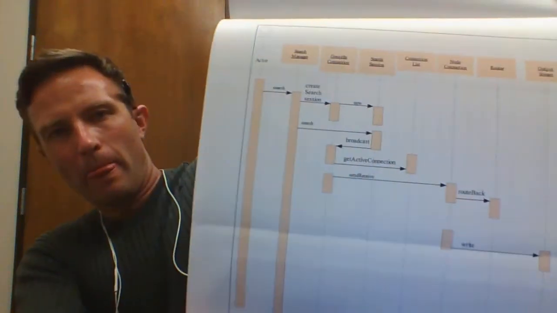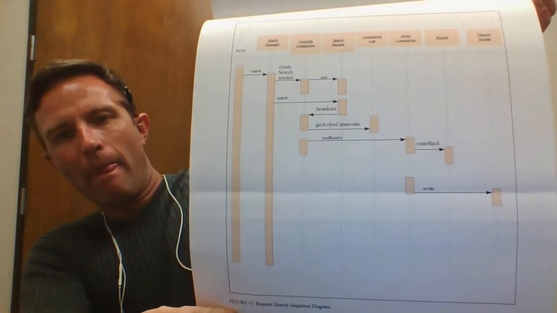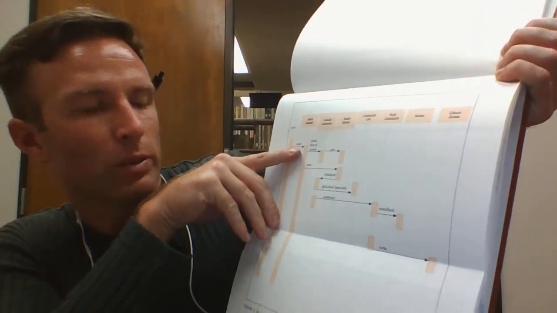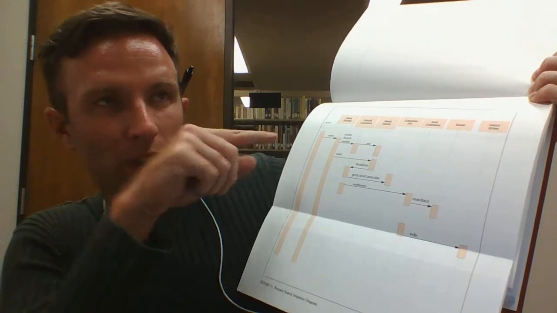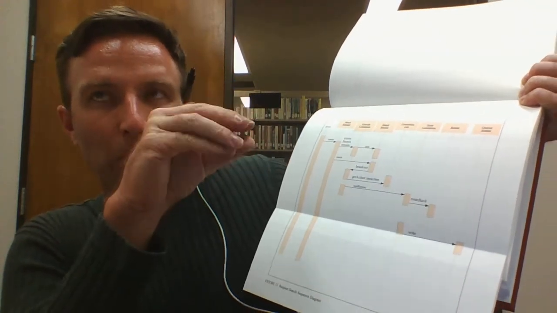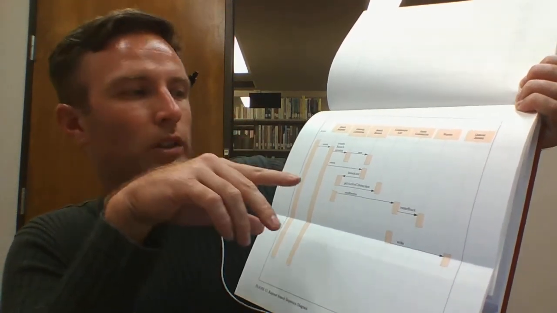Figure 11, request search sequence diagram. On the top, you've got the actor, search manager, Nutella connection, search session, connection list, node connection, router, and output stream. The actor goes to search, to the search manager, and that in turn creates this action here. It's more like places it's hitting on a circuit board, and that in turn will branch out its program accordingly.